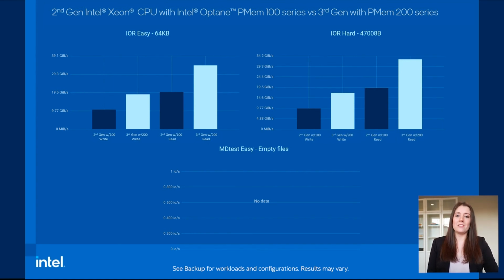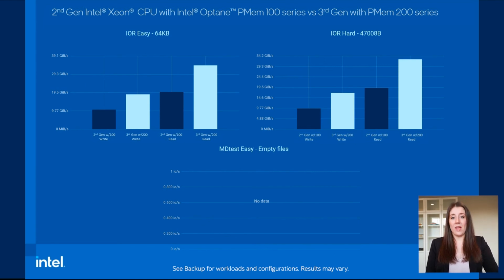Traditionally, other storage systems struggle greatly with these workloads, seeing up to 100 times degradation of performance between hard and easy. But for DAOS with Intel Optane persistent memory, you can see we can deliver comparable performance for both the hard and easy workloads with a degradation of less than 10%.